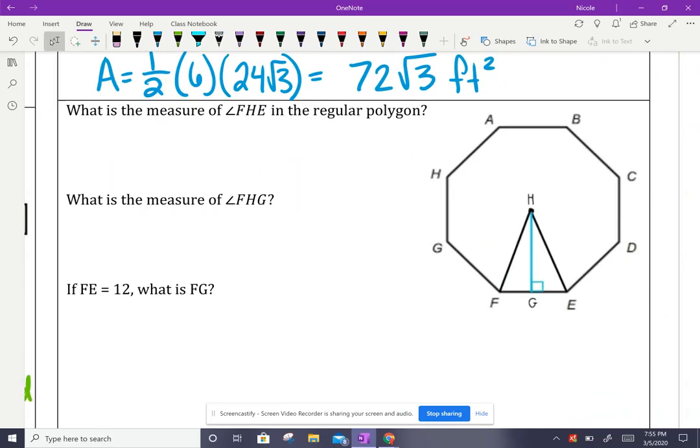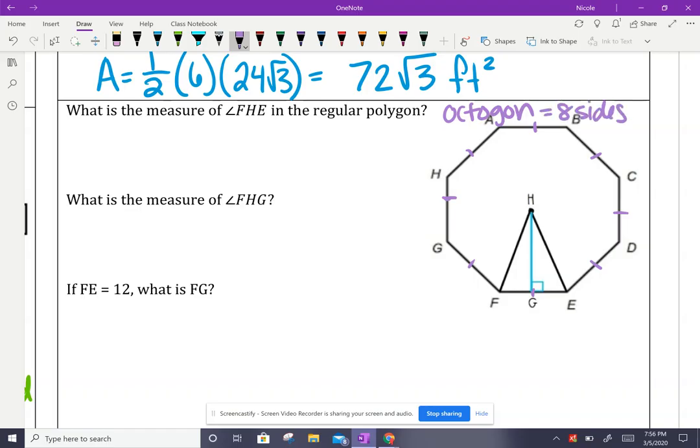I'm going to go through one more example for you. So I have a polygon here. The first thing I want to identify is what kind of polygon it is. I have 1, 2, 3, 4, 5, 6, 7, 8 sides. We have 8 sides, so we have an octagon.